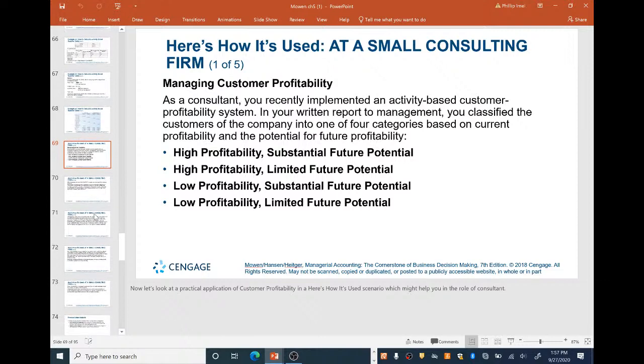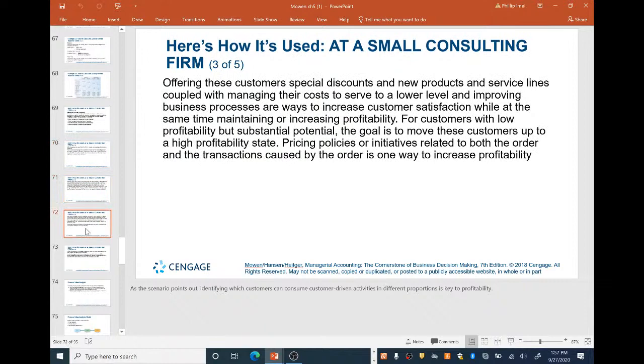Okay, I'm not going to get into how it's used at a small consulting firm, so these next 5 slides you can read on your own.